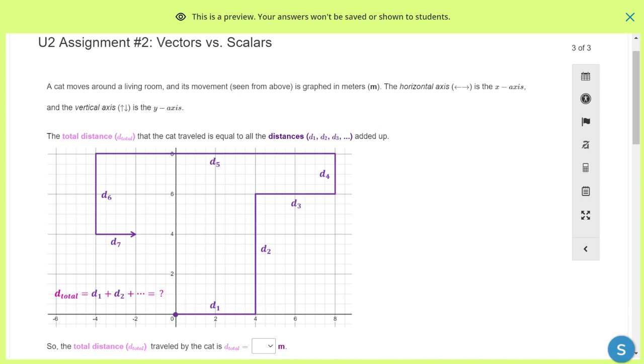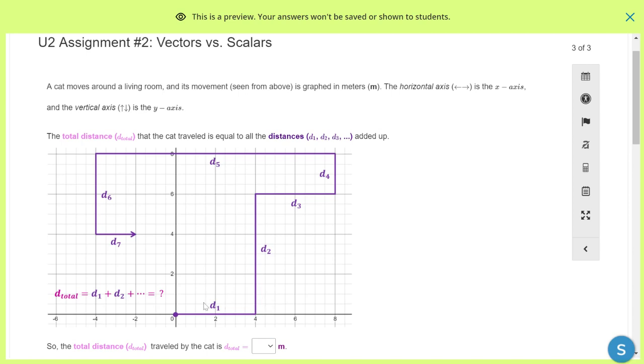From there she moved from the floor up to 6 meters here. So from 0 meters to 6 meters is 6 meters. From there, she moved from 4 meters to 8 meters, which is another 4 meters. And then she moved from 6 meters to 8 meters up, so that's another 2 meters. As we're going through this, we're going to be adding all these distances together to figure out the total distance that she moved.